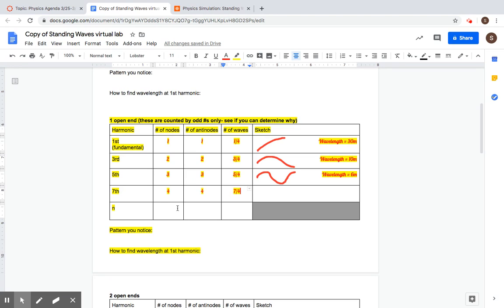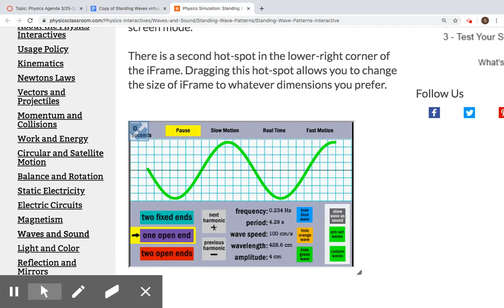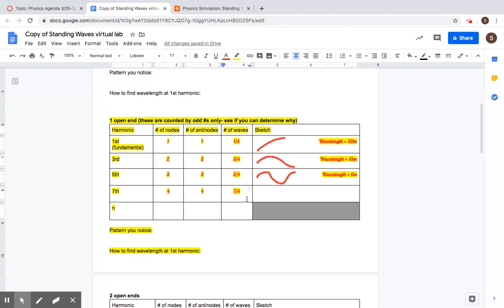We want 4 nodes, 4 antinodes, and 7/4 of a wave. So next harmonic, we've got 1, 2, 3, 4 nodes, so that's good. We've got 1, 2, 3, 4 antinodes, perfect. And then how many waves do we have? We have 1 quarter, 2 quarters, 3 quarters, 4 quarters, 5 quarters, 6 quarters, and 7 quarters. So 7/4 of a wave, which is exactly what we predicted here.